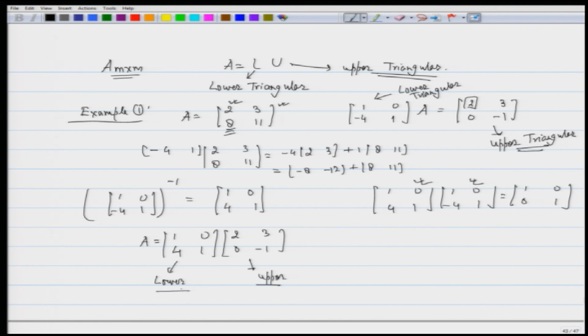fine. So, before I move to the next example, I would like you to see that suppose I have a lower triangular matrix L1. So, L1 and L2 are both lower triangular.